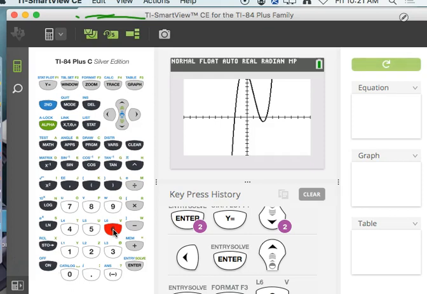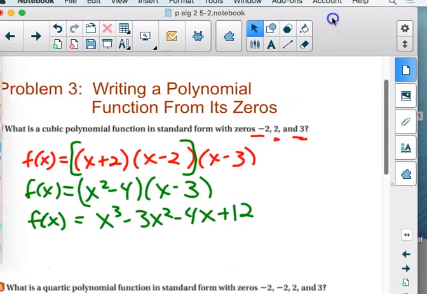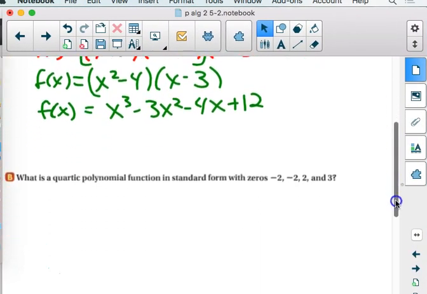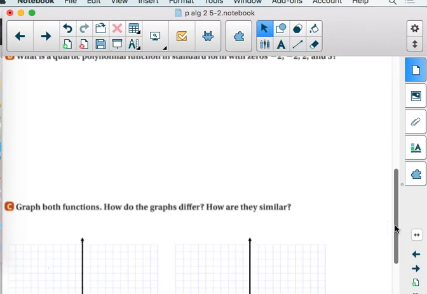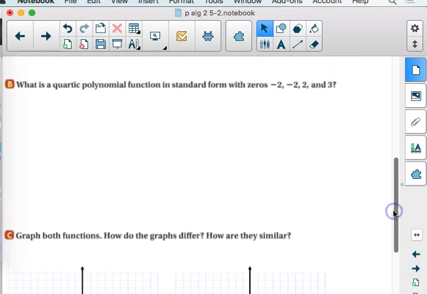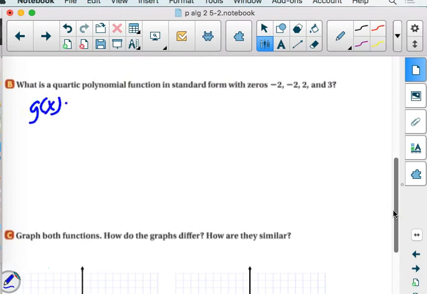So now I'm going to have you guys help me out a little bit more with this one. What is a quartic? Oh my, that's going to take a little more work. Quartic polynomial function. I'm going to call this one g of x just so it has a different name than the last one. And it says the first 0 is negative 2. So what I need is, what's that going to look like in the parentheses?